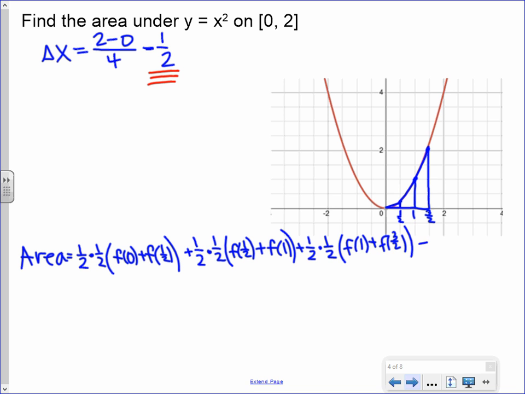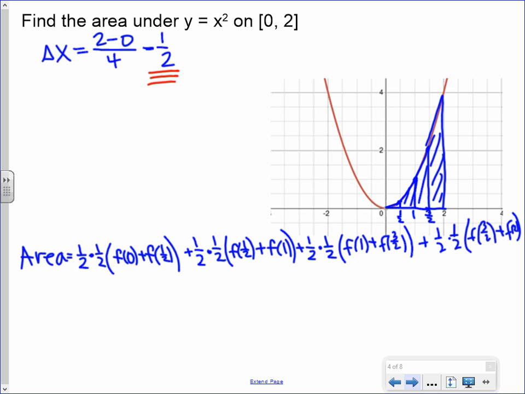You're tired of writing this, right? Our last trapezoid: 1/2 times the height times our bases. Our trapezoid stretches from 3/2 to 2, so our bases come from the function value at 3/2 and the function value at 2. That's a lot to write, and that's a lot to think about every single time.